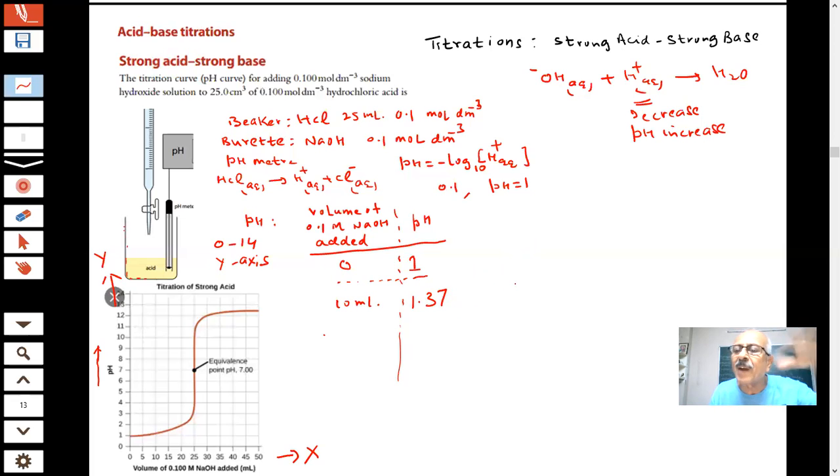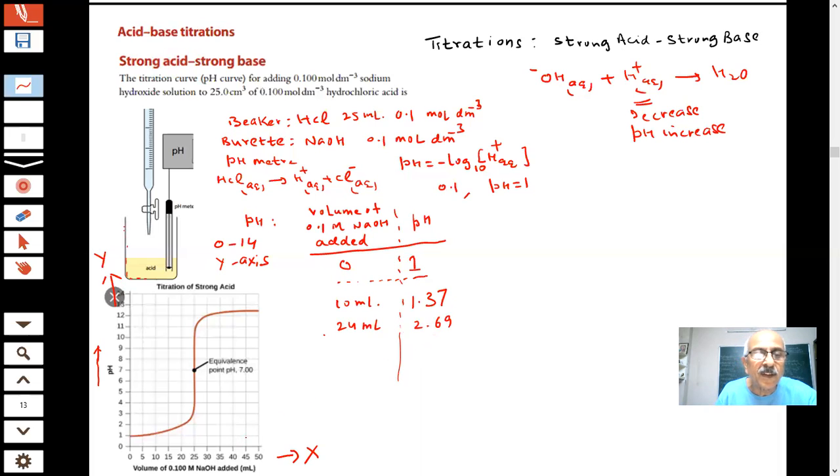Why? Because pH is minus log of H plus, and when I take the log, the value becomes very small. So when you added 10 milliliter, the pH changes to 1.37. This is a very small increase. Is this increase large or small? Small increase. If I add 24 milliliter, as we showed in the last lecture, the pH goes to 2.69.